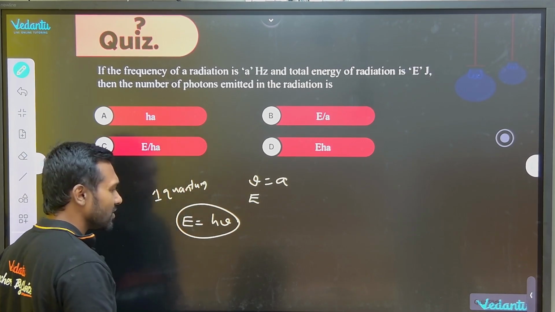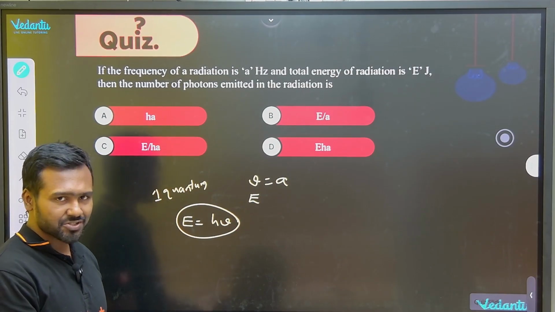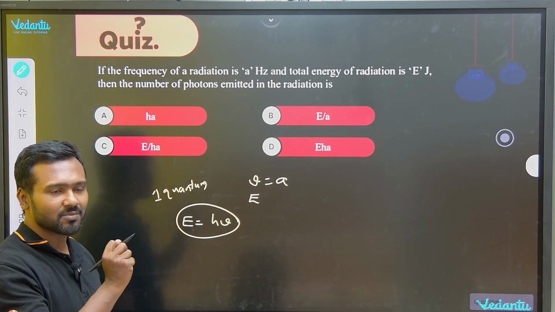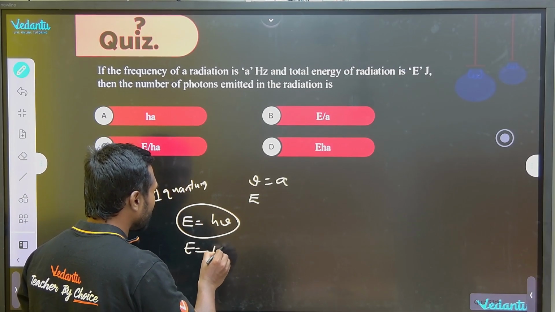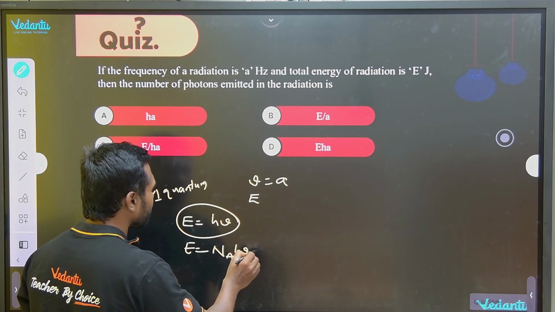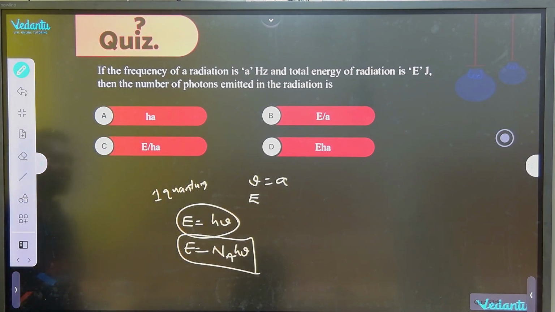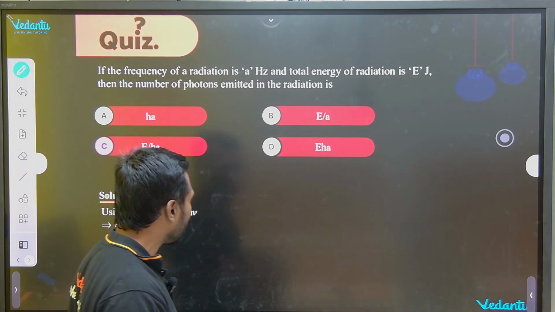If the energy of 2 quanta, then we'll get 2 h nu. If it is 3 quanta, 3 h nu. If it is Avogadro number of quanta, 1 mole of quanta, then E is equal to Na h nu. Right? So now they are asking, the frequency of radiation is A hertz and total energy is E, and they are asking the number of photons emitted in the radiation.